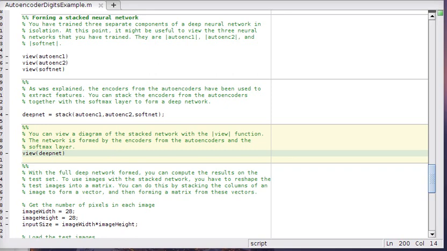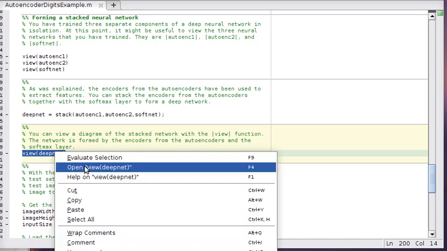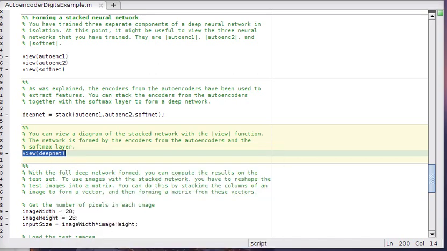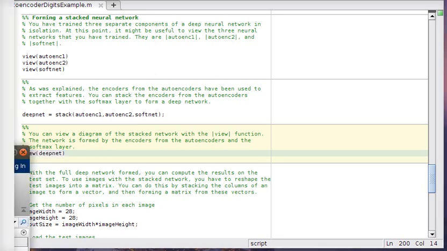Where'd that go? Let me just copy and paste here. Not sure why the viewer's not working when they did that. Let me get rid of some of these figures. Might be overloading the thing here.